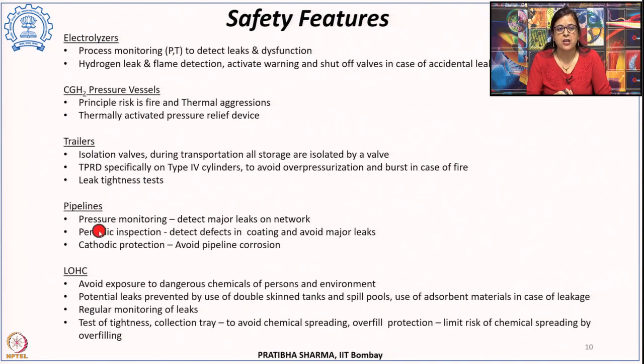Pipelines are well equipped with pressure monitoring devices to detect if there is any leak in the network. Periodic inspections are carried out to detect any leak in the coating and to avoid any major leaks. We have also studied that in pipelines, cathodic protection is included so as to avoid any sort of pipeline corrosion.